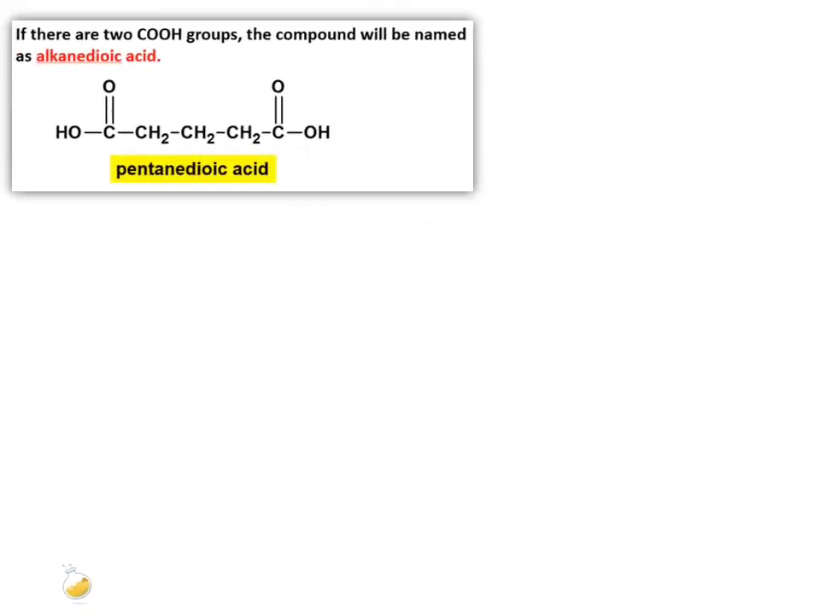Okay guys, we have another example here. How about if we have 2 carboxyl groups in the same compound like this? Okay, we name it as alkane dioic acid. Alkane dioic acid. For example, here we have the longest carbon chain 1, 2, 3, 4, 5.